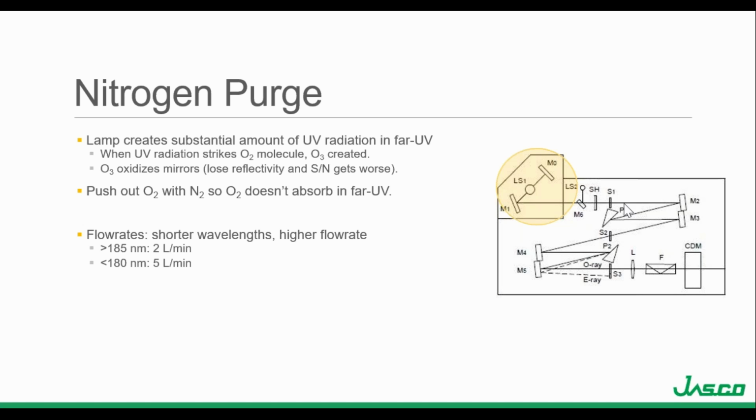So the flow rate that you need to purge the monochromator is going to depend on the wavelength range that you are probing. So the further into the far UV you go, the higher the flow rate needs to be. So if you're going above 185 nanometers, so 185 plus, 2 liters per minute is a good rate. If you're going below 180, I would suggest 5 liters per minute. And if you go lower, you're going to have to increase that based on your application.